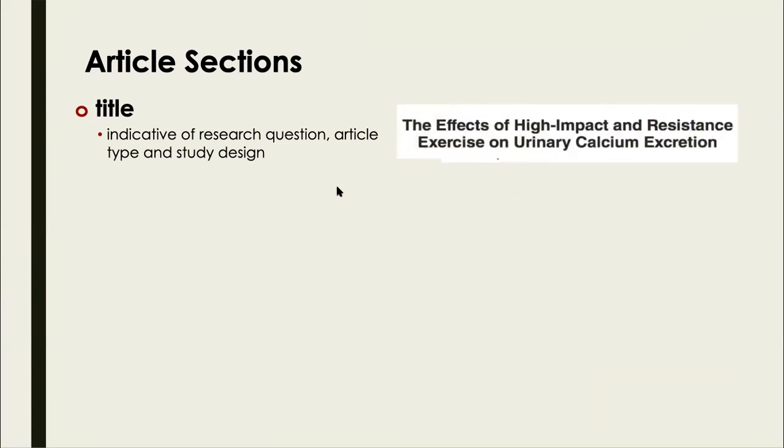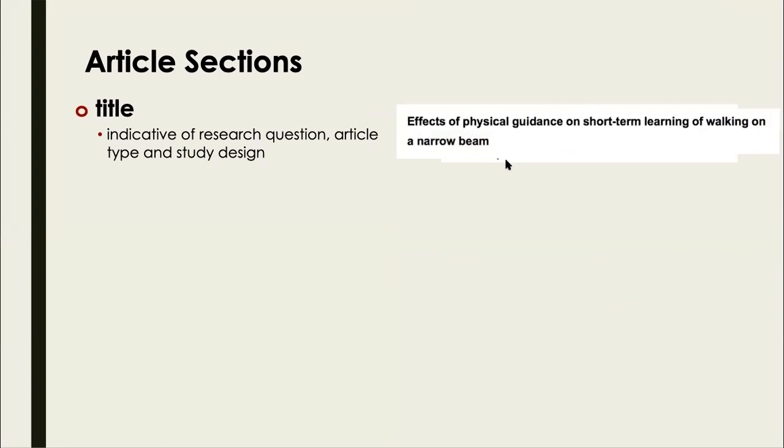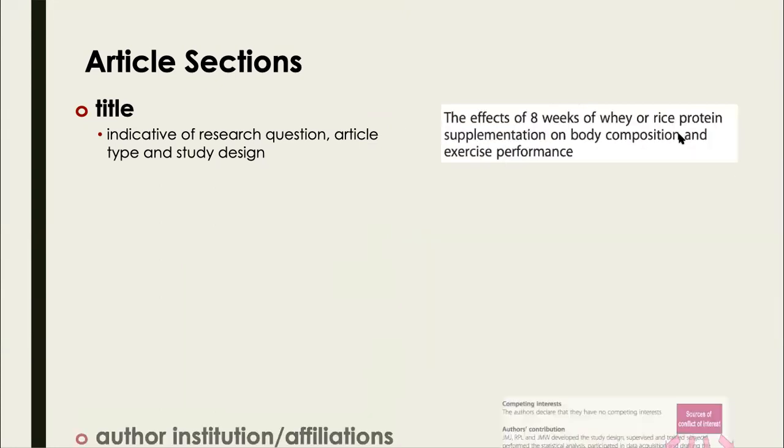So here's another example, the effects of high impact and resistance exercise on calcium and urinary calcium excretion. So you can see the measure is urinary calcium excretion, and what they did to the participants is high impact and resistance exercise. Another example, effects of physical guidance on short-term learning of walking on a narrow beam. So they're very to the point, you know exactly what these are about.